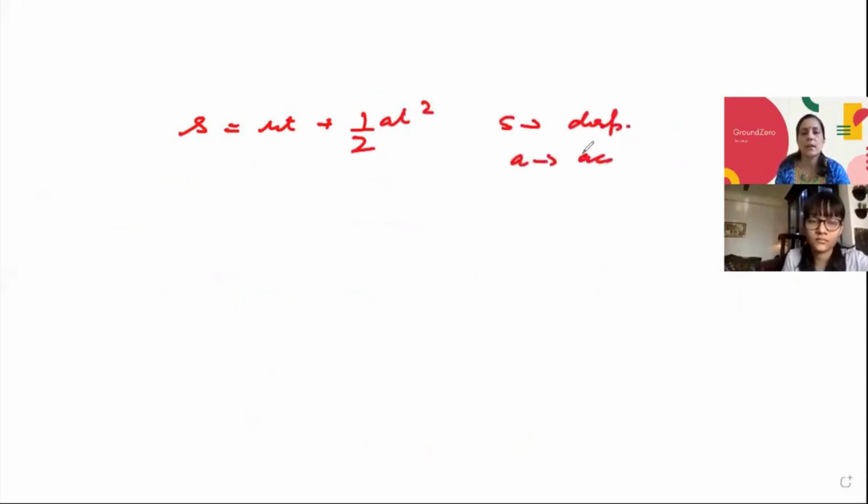So if I take a simple example of how to check the correctness of an equation, let us suppose I have to check the equation S is equal to UT plus half AT square. This is the very famous equation in laws of motion. S is the displacement that you must be knowing, A is the acceleration, and T is the time.